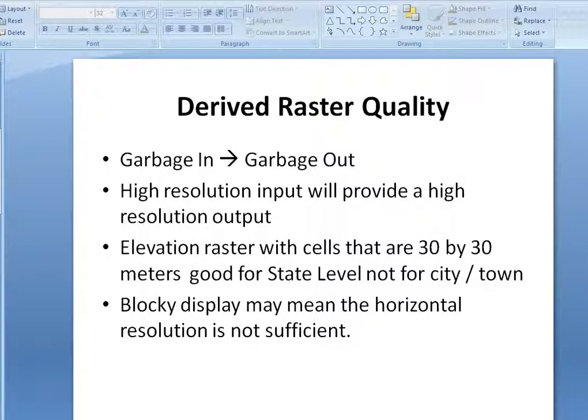raster. Elevation rasters with cells like 30 meters by 30 meters are pretty good if you're looking at a whole state. You can get that generalized shape and feel and information, but if you want to zoom in on a city or a town or a small area, you really want to look at, oh, 10 meter, but even lower than that if you can. So you get that kind of blocky, choppy horizontal resolution, and that kind of gives you an idea that that was probably not the best DEM for the use that you chose to use it for.